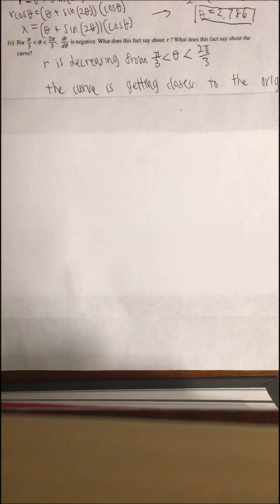Part C says, for pi over 3 to 2 pi over 3, dr over d theta is negative. What does this fact say about r? What does this fact say about the curve? So we know that a negative slope means a decrease in value, and a decrease in an r value means it's getting closer to 0. So that means it's getting closer to the origin, which is at 0. So r is decreasing from pi over 3 to 2 pi over 3. The curve is getting closer to the origin.